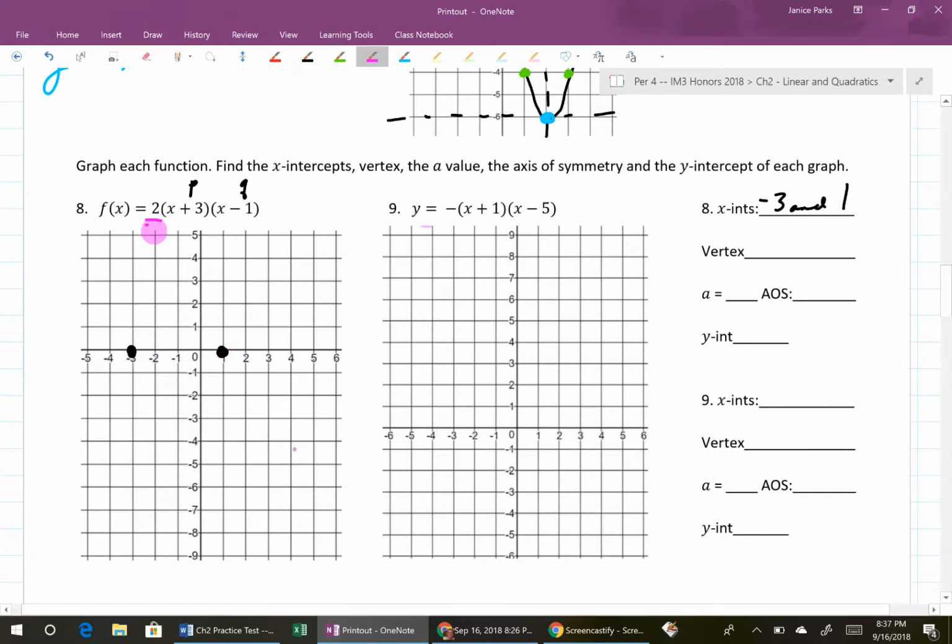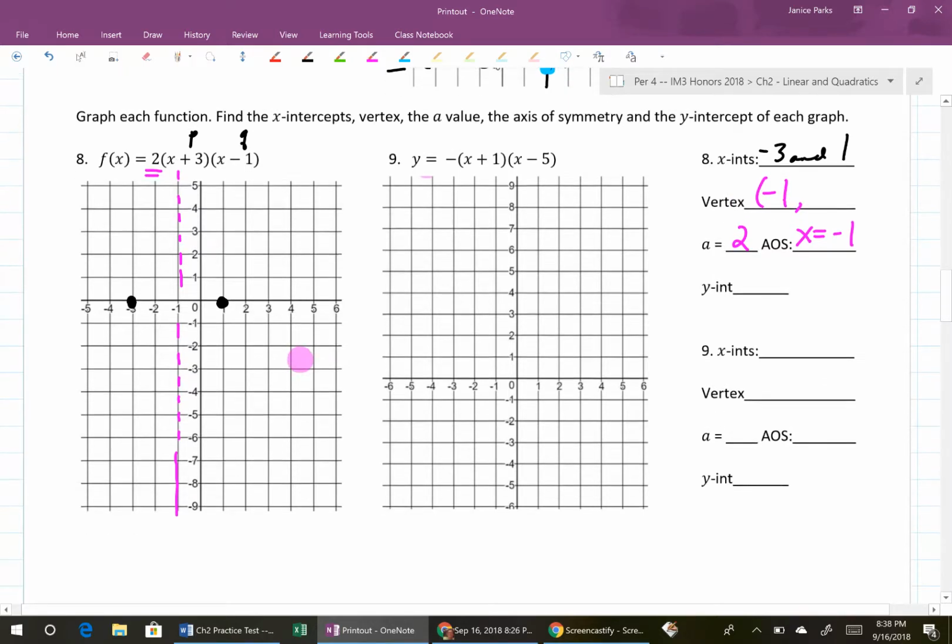The a value is 2. The axis of symmetry is the number right between these two. So the number between both of those, you should be able to tell by looking or counting in, is negative 1. So x equals negative 1 is the axis of symmetry, and it's also the x value of the vertex.